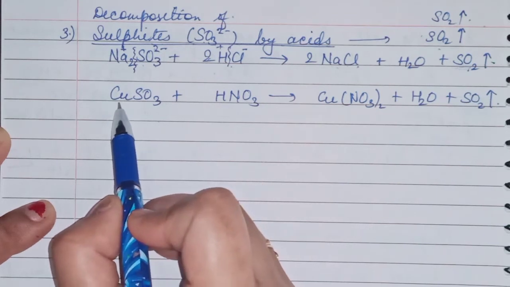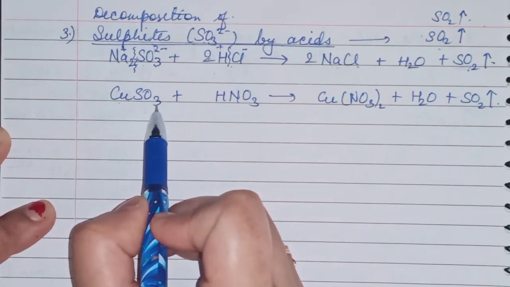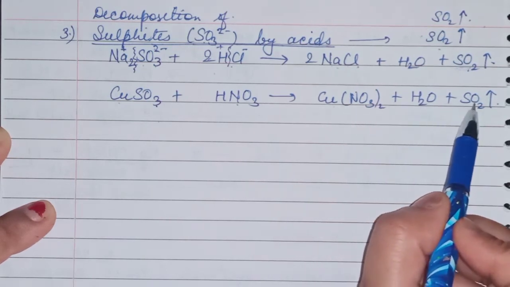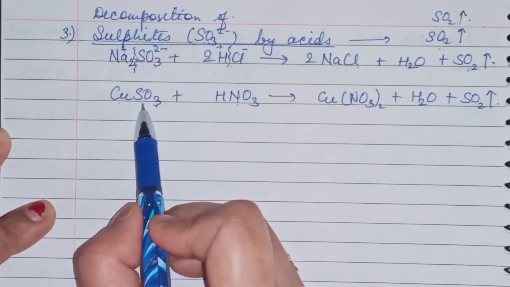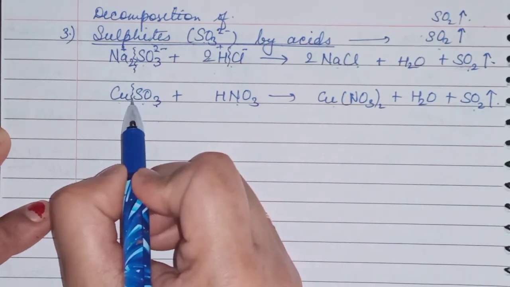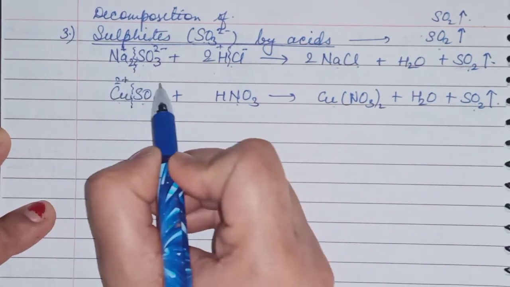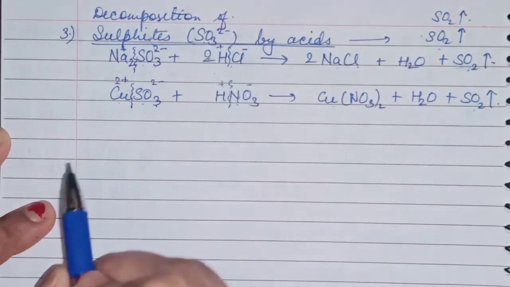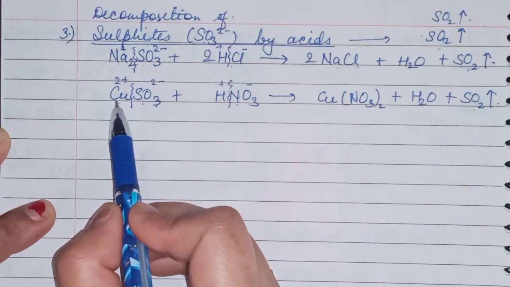Like that, CuSO3, copper sulfite, with nitric acid will give copper nitrate, water and SO2 gas. Wherever SO3 is there, it will form SO2 gas. Now what you have to do is break the compound into Cu2+, SO3 2-, and here H+ and NO3-. What salt will form?